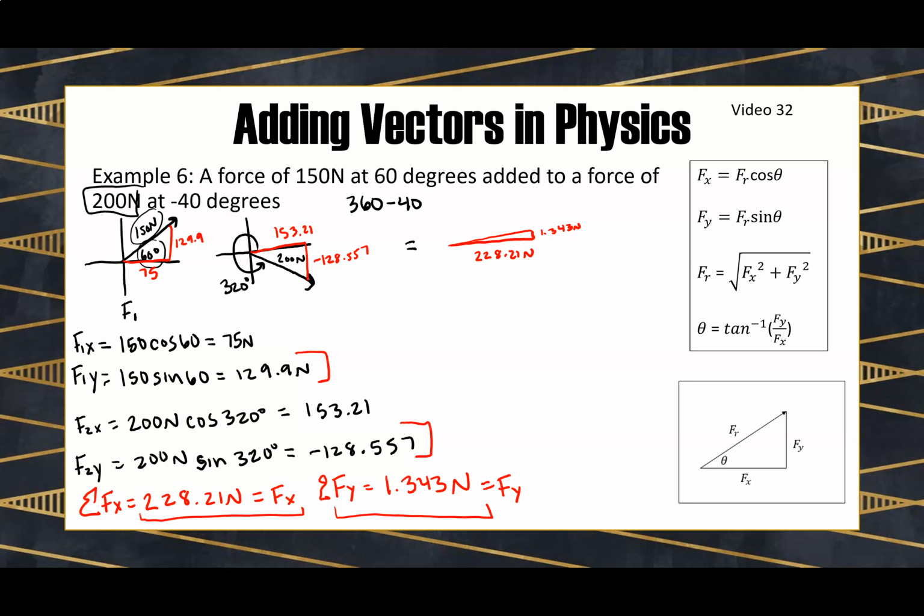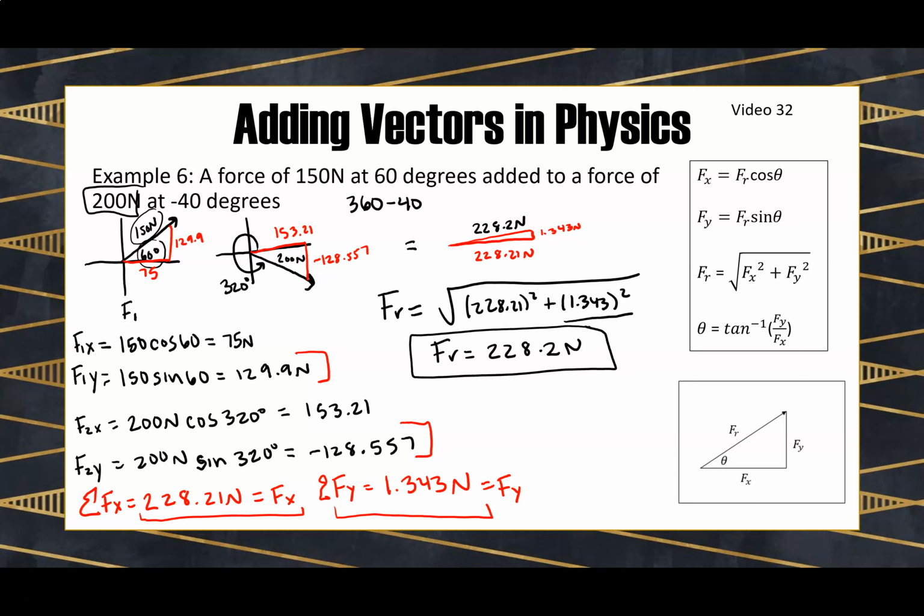Well, let's actually get our magnitude. Our magnitude's going to come from what? It's going to come from the Pythagorean theorem right there. So our resulting force vector is going to be the square root of 228.21 squared plus 1.343 squared. And that resulting force vector gives me 228.2 newtons, which makes sense, right? Because this is pretty much nothing. So we know that our resulting force vector here is going to be 228.2 newtons. And I'm going to also box this off, because that was kind of our final answer.